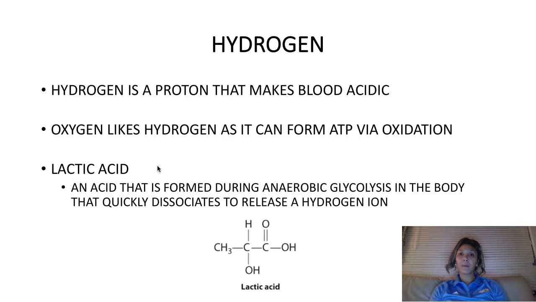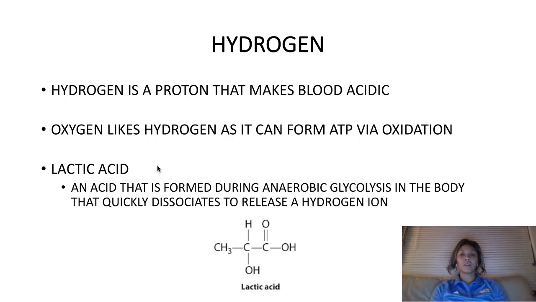So I'll go and talk about hydrogen, because hydrogen is a proton that makes blood acidic. We talked about how glucose is formed of carbon and hydrogens and oxygens. Luckily, hydrogen likes to bind onto oxygen, and oxygen is something that we need to form ATP via oxidation. So lactic acid releases this hydrogen ion, and we know that this hydrogen ion can bind to pyruvate to form lactate.